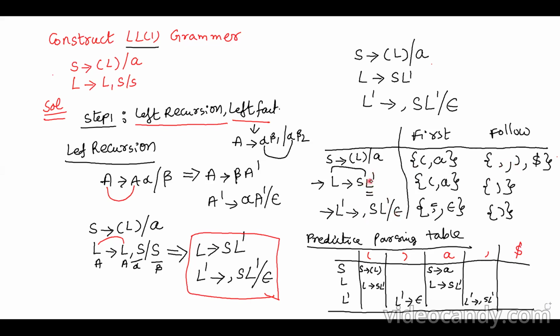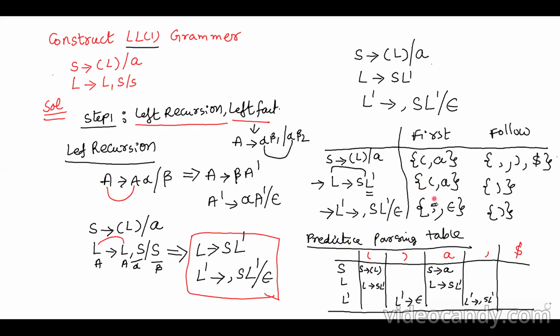Now follow of this L dash is follow of L. How to construct follow of L? On the right side, L is there, and follow of L is close bracket. So you write close bracket here as well. Next, dollar will come in the starting production of every LL1 first and follow, so every follow should have dollar. Similarly, we can find the follow of L dash also. So finally, we'll find the predictive parsing table.